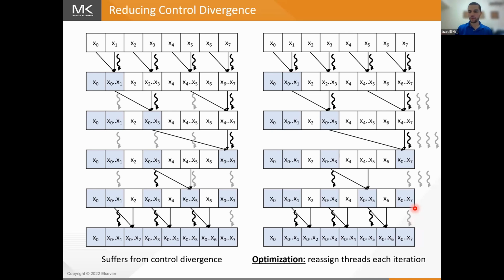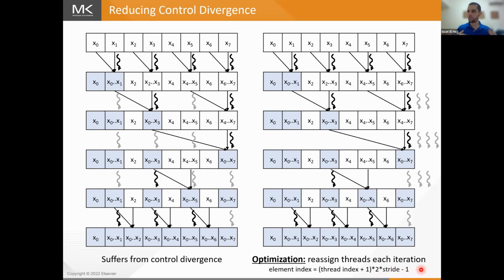So with that, reassigning these threads requires some tricky index computations to figure out how to reassign these threads every time. Here, there's a simple index computation that we can use to determine what a thread is responsible for in each iteration. Basically, the index of the element the thread is responsible for is going to be (thread index plus 1) times 2 times stride minus 1.